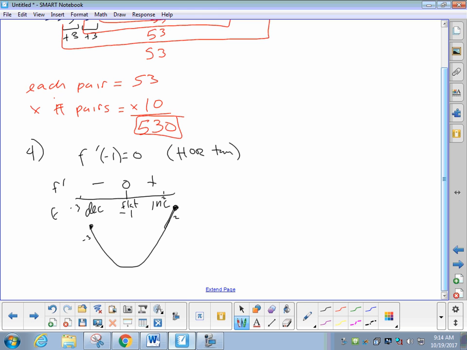But for now, you can just say f has a min at, do they give you the point or no? At just x = -1. I don't really know the y value at x equals -1 because f prime changes from negative to positive.